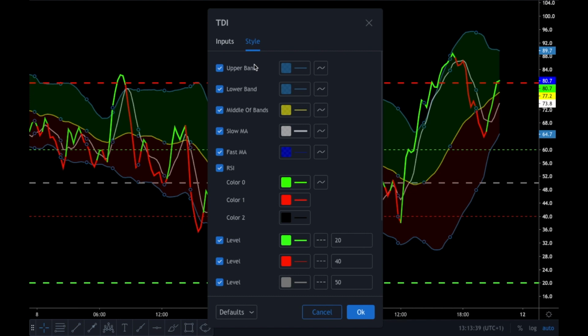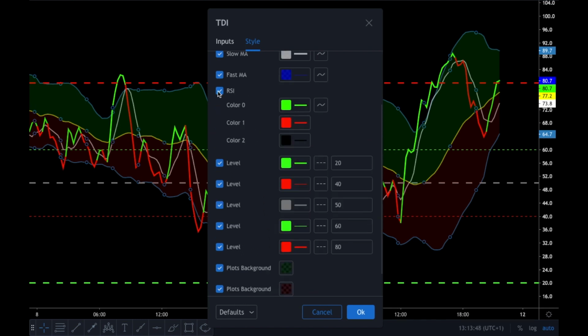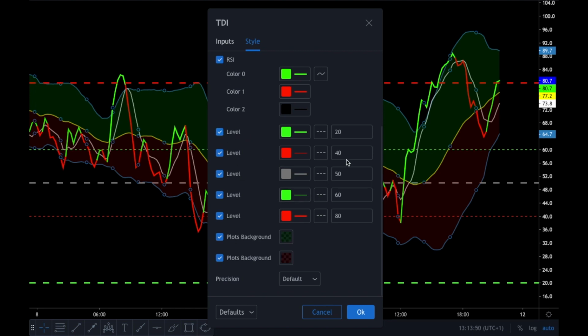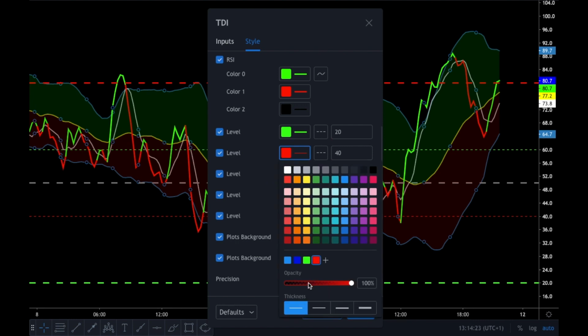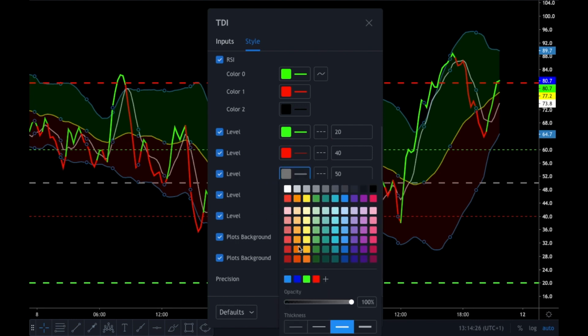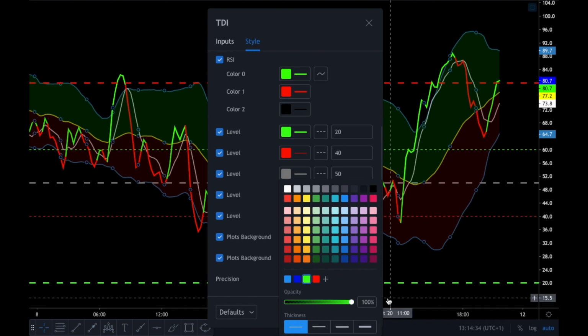And then when you go to style, the only thing I have changed here is the slow MA. I've changed it to white, changed it to about this thickness, and I've left the RSI, everything the same there. Then I've changed the levels here, so I've got 20, 40, 50, 60 and 80. I make sure that 20 is on this thickness here and it's green color, 100% opacity. I make sure 40 is a red color and it's on this thickness here. I make sure 50 is a grey color and it's on 100% opacity and thickness is about this. And I make sure 60 is on this thickness, 100% opacity, a green color. And I also make sure 80 is red and it's 100% opacity and it's on this thickness here.